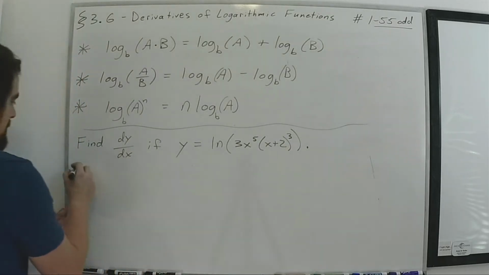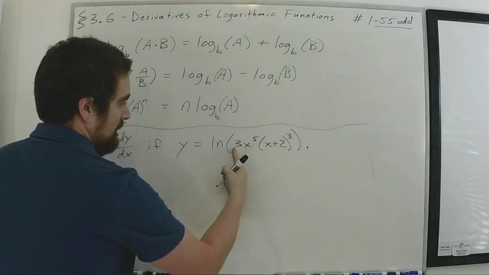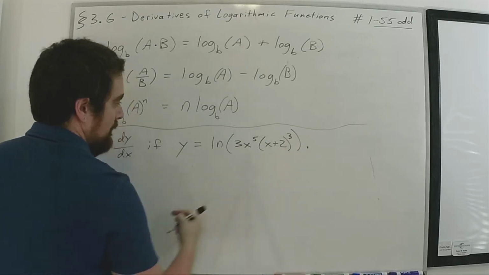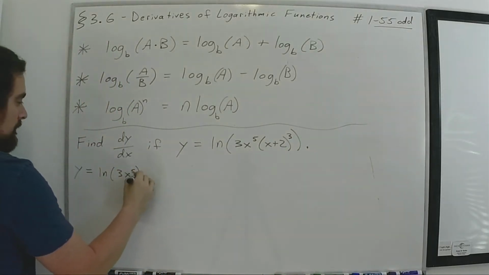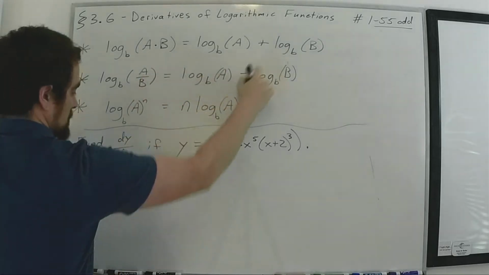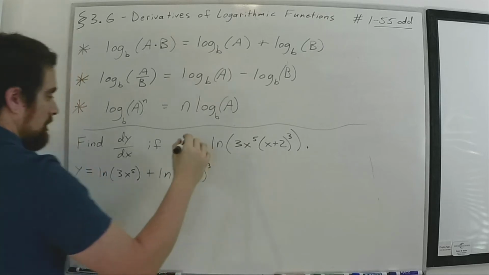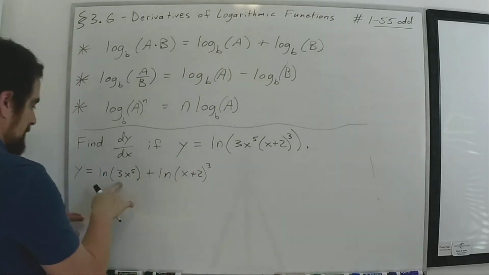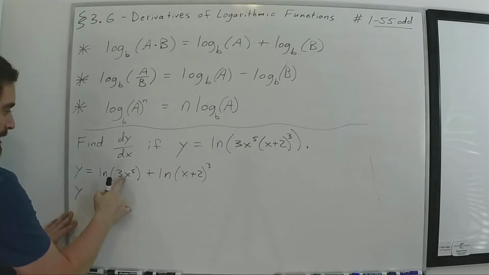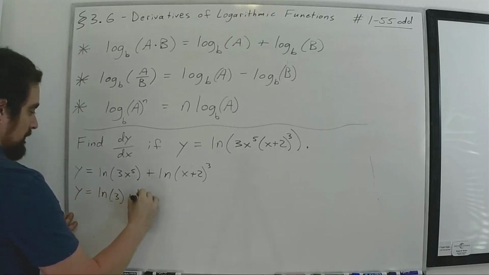Or you can break it up first. Since this is a product of two things, 3x to the fifth and x plus 2 cubed, I could break it up by doing the addition of two separate logs. I can break it up even further if I want, because this is also multiplication, 3 times x to the fifth. That 3 is not being raised to the fifth power, only the x is.